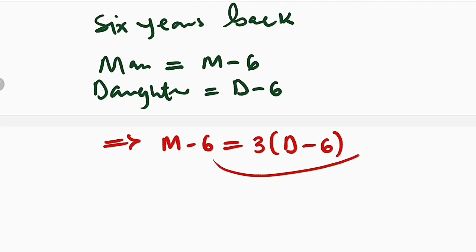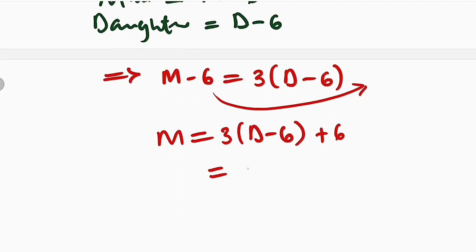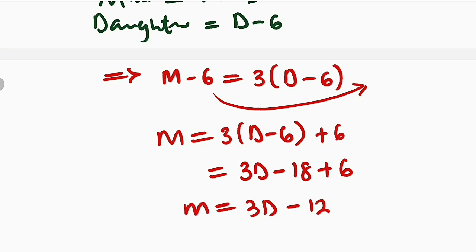Then we can simply take this minus 6 to the other side. We have M equal to 3 times D minus 6, then plus 6, right? You expand, we have 3 times D is 3D, then minus 6 times 3 is 18, then plus 6. This is equal to 3D, minus 18 plus 6 will give us minus 12. So M is equal to 3D minus 12.